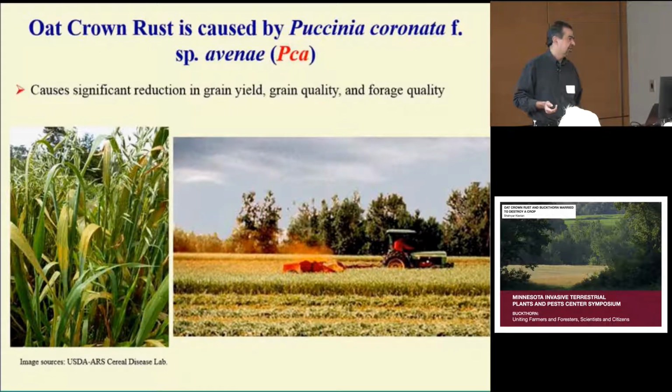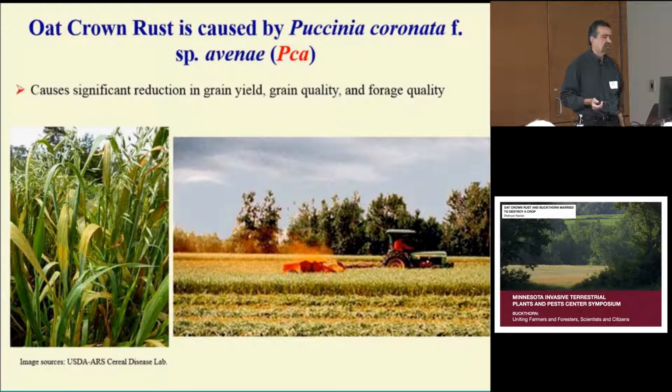Oat is decimated by essentially one major disease, which is oat crown rust. It infects the leaves, and you can see all the rust growing in there. And if it becomes really bad, the farmer actually plows the field under. And you can see on the back of this combine all the rust dust that is coming back in there.